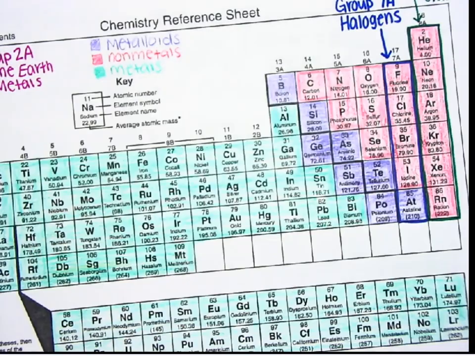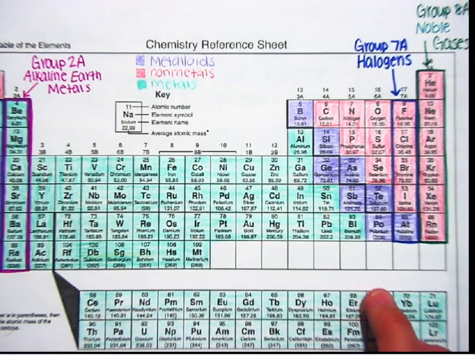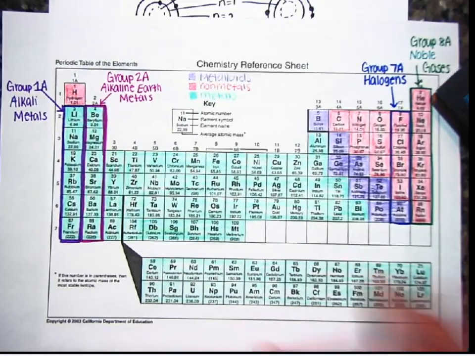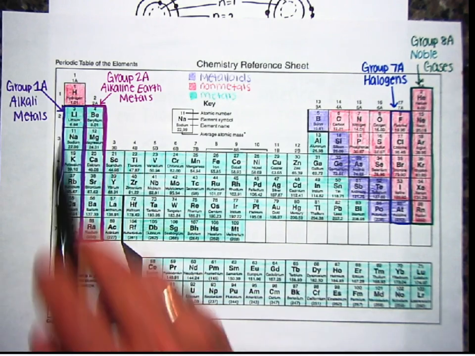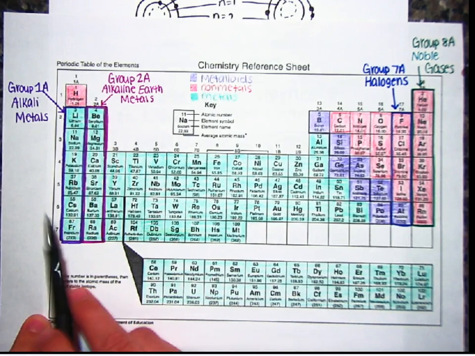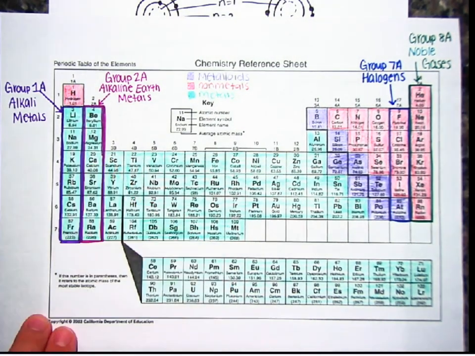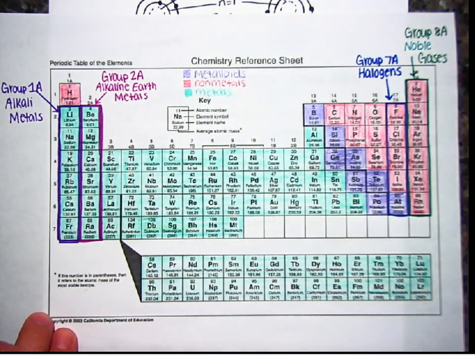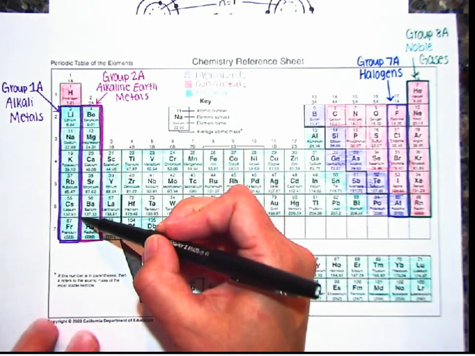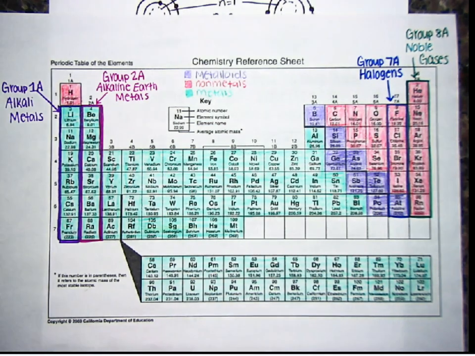So a few important groups to know on our periodic table. Group 1A, we call the alkali metals. This does not include hydrogen because hydrogen is not a metal. We call group 2 the alkaline earth metals. Group 7A are the halogens, and we already know group 8A are the noble gases.